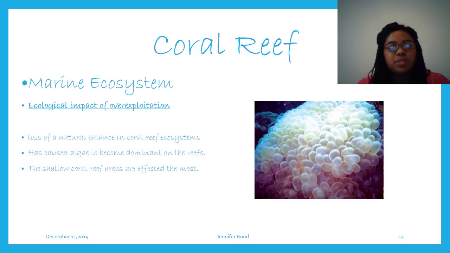Another species that's part of the marine ecosystem is the coral reef. Loss of a natural balance in the coral reef ecosystems is one of the impacts associated with overexploitation. It has also caused algae to become dominant on the reefs, and the shallow coral reef areas are affected the most.